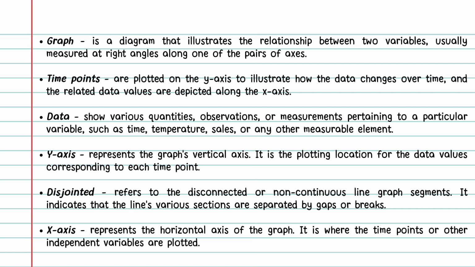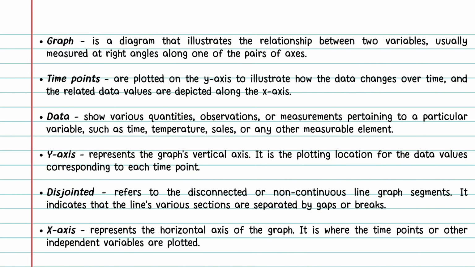Third is the data. It shows various quantities, observations, or measurements pertaining to a particular variable, such as time, temperature, sales, or any other measurable element. Fourth is the y-axis. It represents the graph's vertical axis. It is the plotting location for the data values corresponding to each time point.